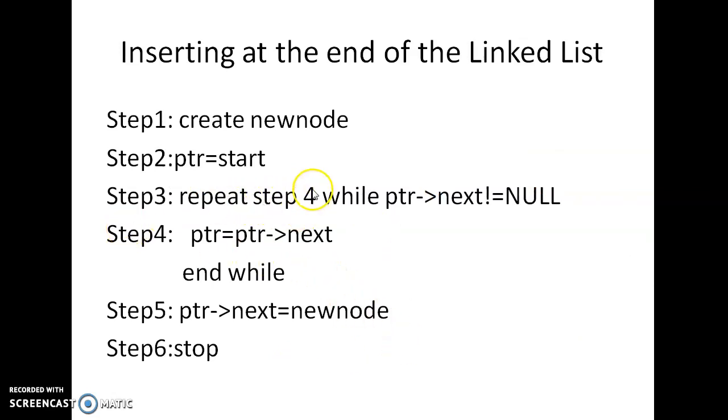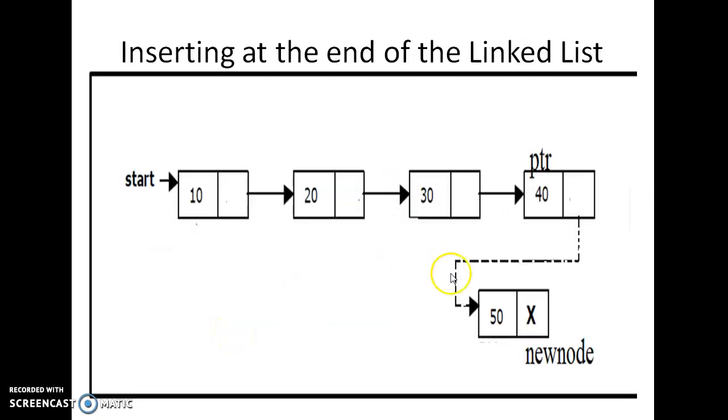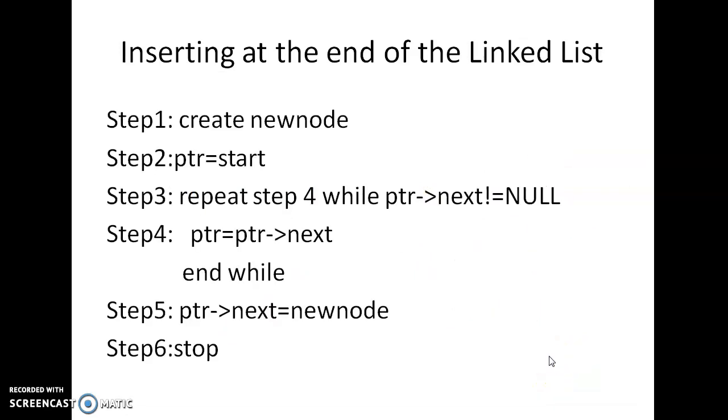So we repeat step 4 while the pointer of next is not equal to null. Whenever the pointer of next is equal to null, we come out. When we come out, what do we do? Pointer of next will be pointing to the new node. That's what we have done here. Steps 3 and 4 are the ones used in our algorithm to go to the last node of the linked list.